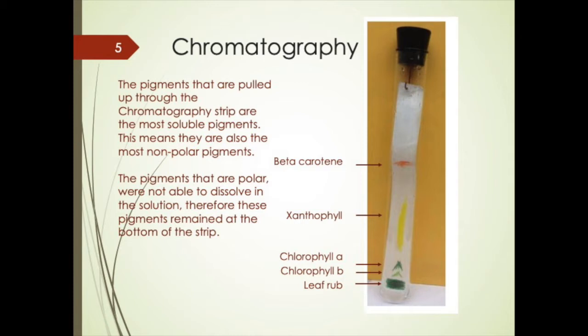When it encounters the leaf rub, it contains the pigment molecules. As the solution continues up the strip, the pigments will be pulled along with it. The pigments that are pulled up through the chromatography strip that are the most soluble in this solution are also the most nonpolar.